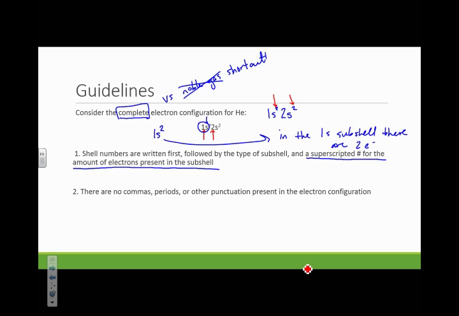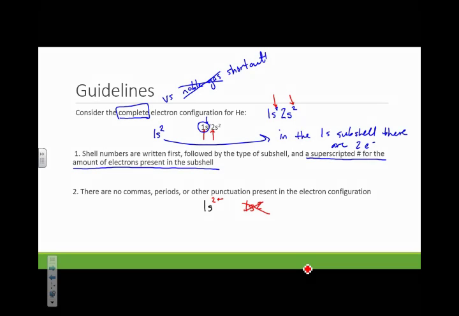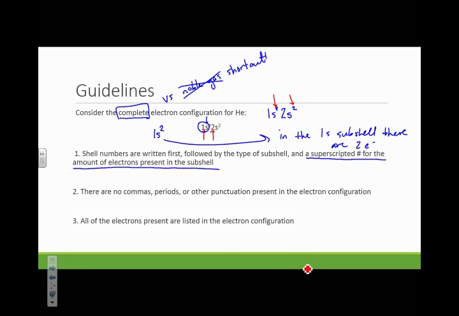Notice there are no commas, no periods, or other punctuation present in the electron configuration. Notice also that in the way this was written, the 1s2, the 2 was superscripted. So it's up here, not down around, looking something like this. Don't do that. So no punctuation in your electron configurations.